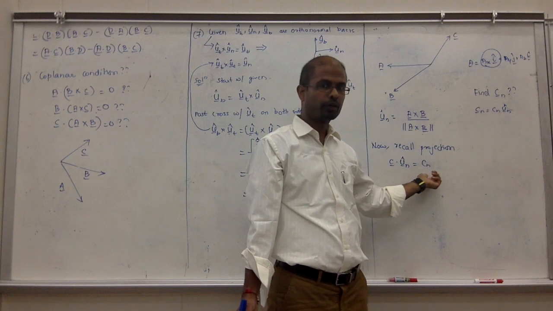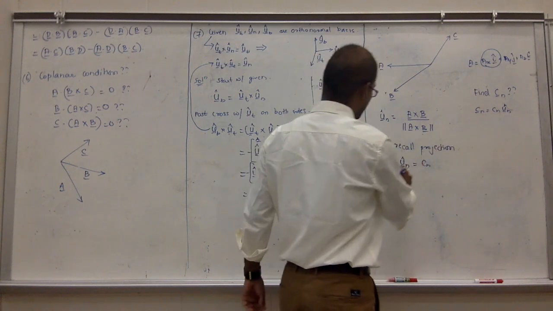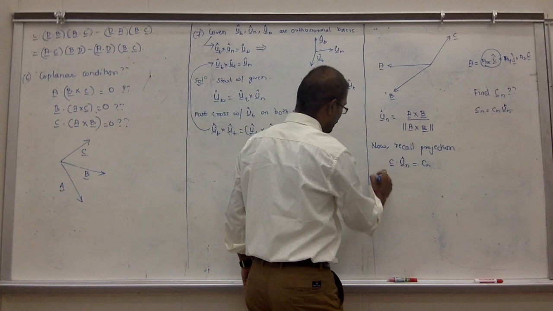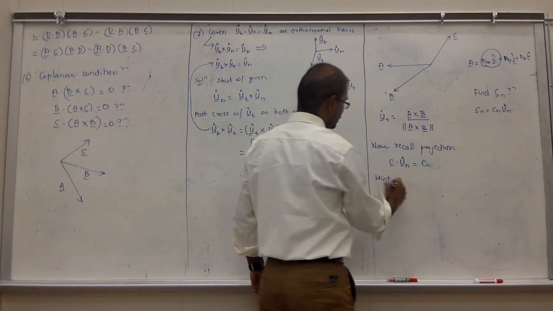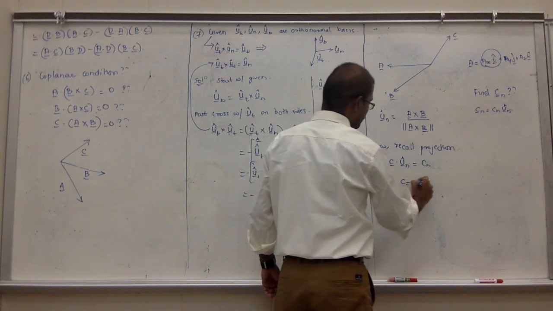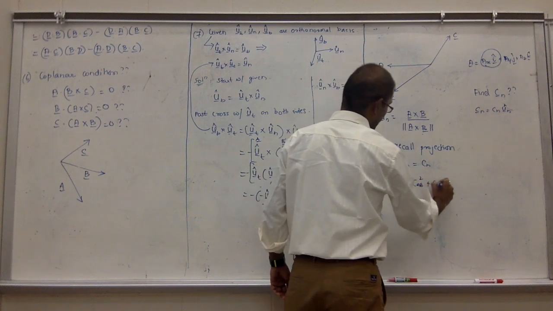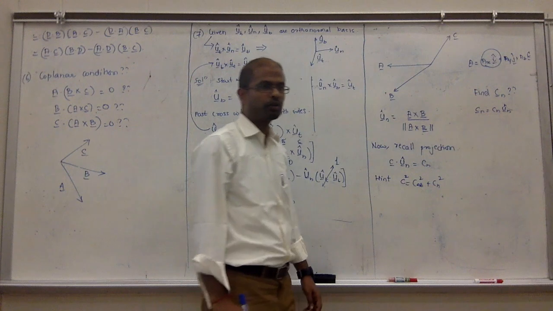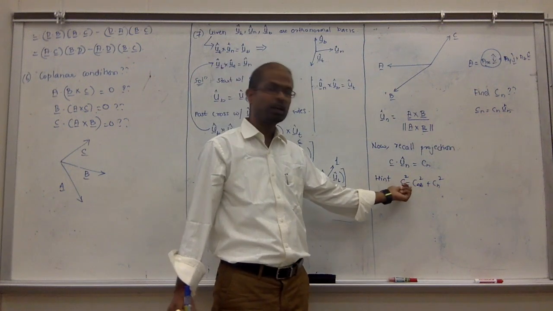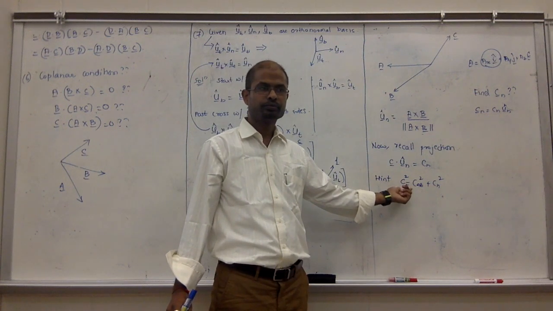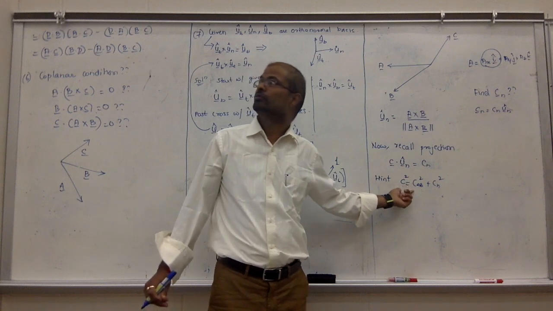Okay. Now you use the hint given. The hint is C is equal to CAB square plus CN square. So from this, how do you calculate C square? We already got it, it's already given. Just square it.